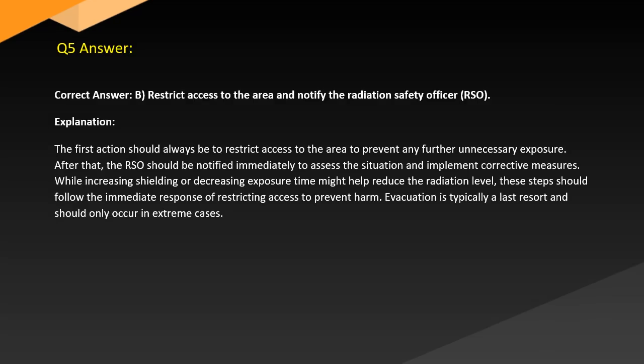Answer. Correct answer: B. Restrict access to the area and notify the radiation safety officer (RSO). Explanation. The first action should always be to restrict access to the area to prevent any further unnecessary exposure. After that, the RSO should be notified immediately to assess the situation and implement corrective measures.